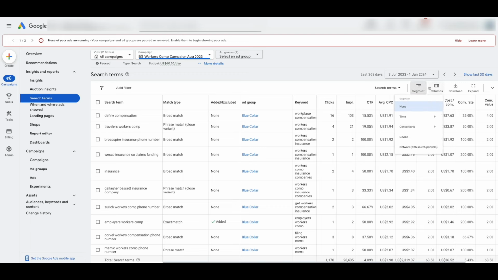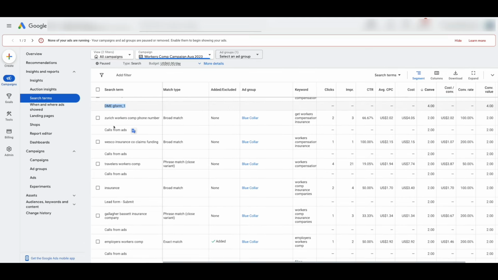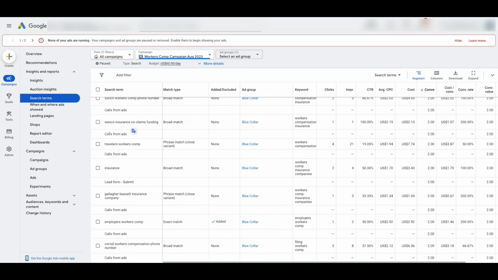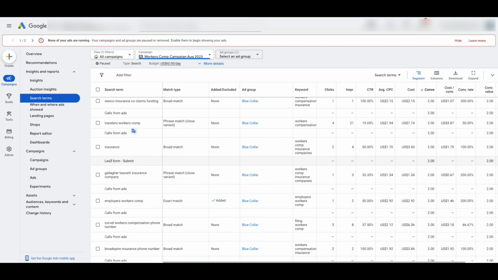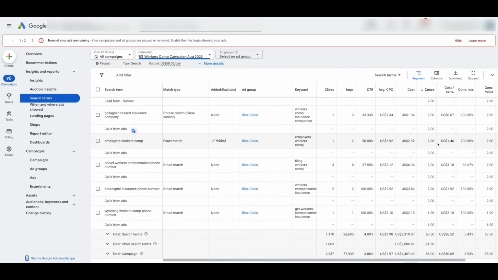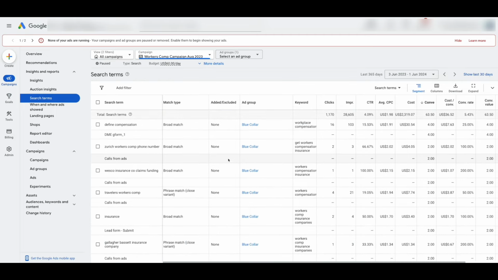Defined compensation. So even if we do a segment here and look at the conversion action, we'll see that a lot of these actions are form defined compensations. Zurich workers comp phone number. So that's 2 people called, but that's for a different company. Wesco insurance claiming fund, different. Travelers workers comp, call from ad, looks irrelevant. Insurance, just generic. Okay, very weird. Gallagher Bassett insurance, employers, workers comp 2, calls from ads. Convel workers. So it looks like a lot of this is just random competitors looking for a phone number.